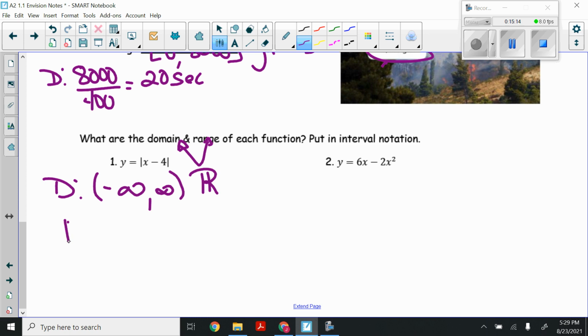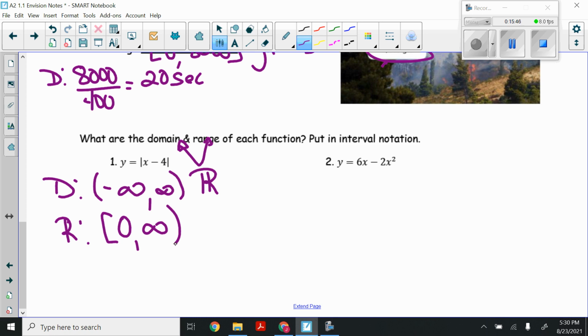So now the range, this is what I get back, okay? Remember that in an absolute value, we said that we will never have a negative number. So the smallest number that I could get out of this absolute value would be 0. I can get a 0, right? So if I put a 4 in for x, 4 minus 4 is 0. The absolute value of 0 is 0. So 0 is included, bracket, up to positive infinity. So there's my range.